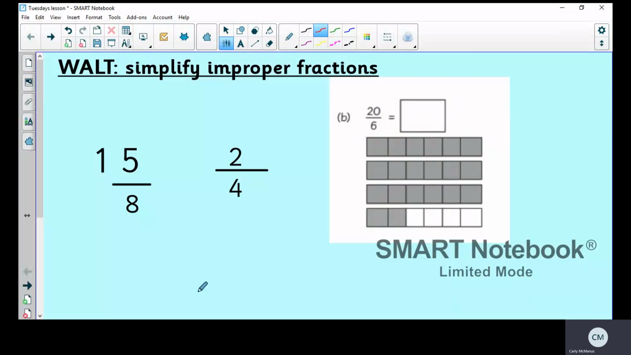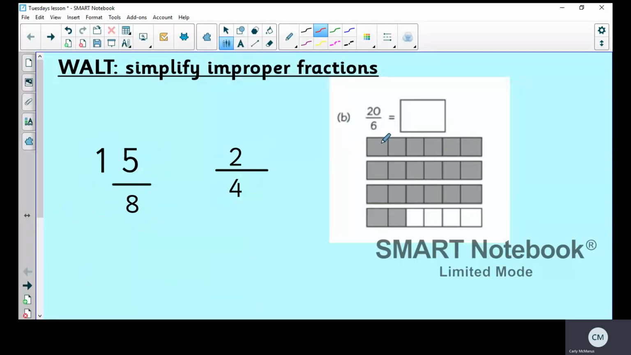So we are simplifying improper fractions today. So I'm going to explain what that exactly means. Here we've got a mixed number fraction, haven't we? We've got one whole number, and then we've got 5/8, which is a fraction. In the second picture, we've got 2/4, so that's just a fraction, no whole number.